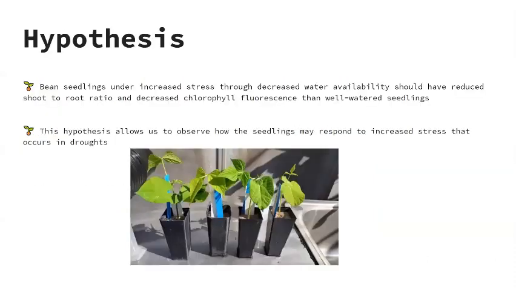For this experiment, we hypothesized that bean seedlings under increased stress through decreased water availability should have reduced shoot-to-root ratio and decreased chlorophyll fluorescence than the well-watered seedlings. This hypothesis allows us to observe how the seedlings may respond to increased stress that occurs in droughts.